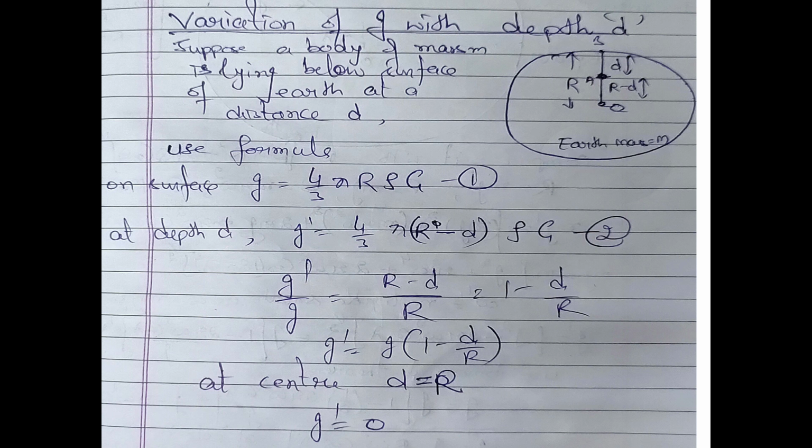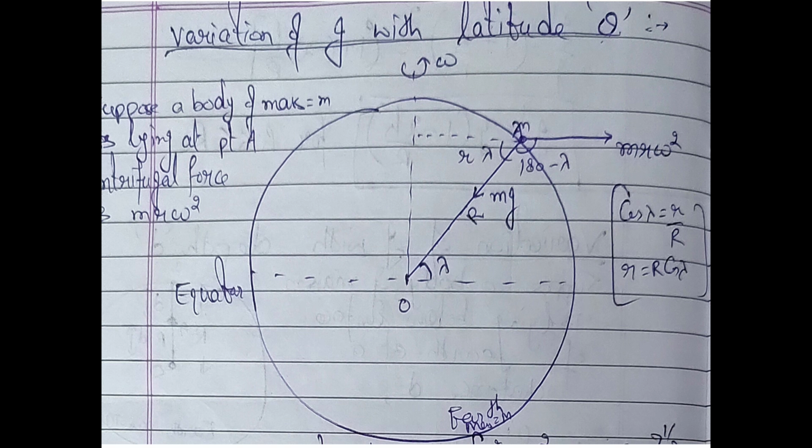So at depth d, g dash will be equal to 4 by 3 pi (R minus d) rho G, because the distance from the center of earth to point A is R minus d. Divide, and you will get this relation: g dash is equal to g into (1 minus d by R). At the center d will be equal to R, so g dash will be equal to 0. That means at the center of earth the body experiences weightlessness.